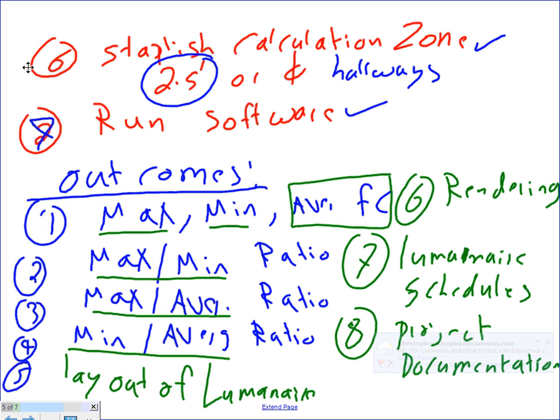Okay, now what happens when you do all this? What is the outcome from the software? Again, guys, I can't emphasize enough, we have done Visual. This is just a quick review, otherwise I'll spend more time on it. Here are the outcomes. You can find the maximum, minimum, and average foot-candle. Very, very important. Second, the maximum to minimum ratio, maximum to average, minimum to average. The layout of the fixtures. Rendering. You can do rendering with the software. We didn't do that, but you can render. Luminaire schedule. We did that. Project documentation. We did that. These are the outcomes after you run the software.